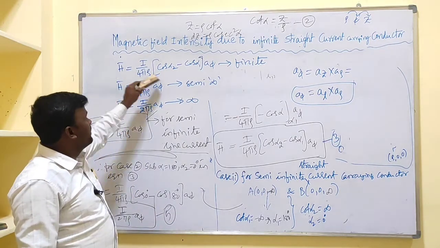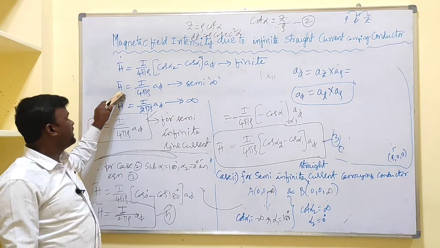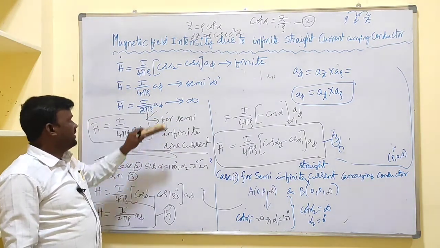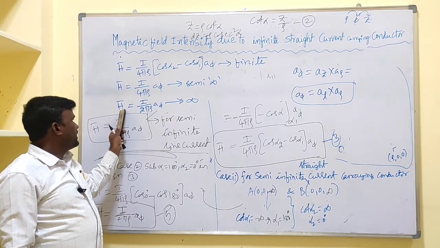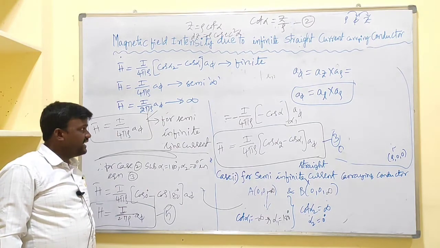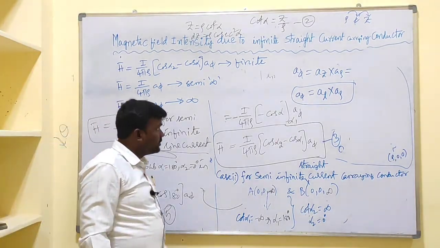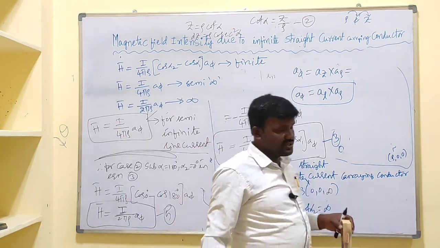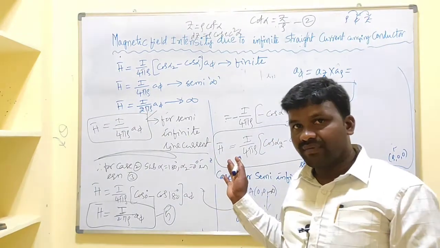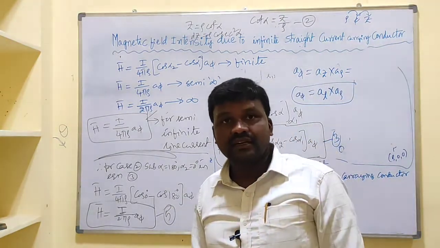This is for the magnetic field intensity due to a finite straight current carrying conductor. This is for the magnetic field intensity due to a semi-infinite current carrying conductor, and this is the magnetic field intensity due to an infinite straight current carrying conductor. Okay, this is all about the magnetic field intensity due to a straight current carrying conductor, either finite, semi-infinite or infinite. We will meet in the next class. Thank you.